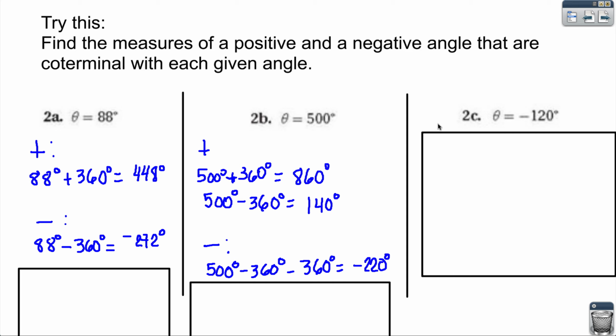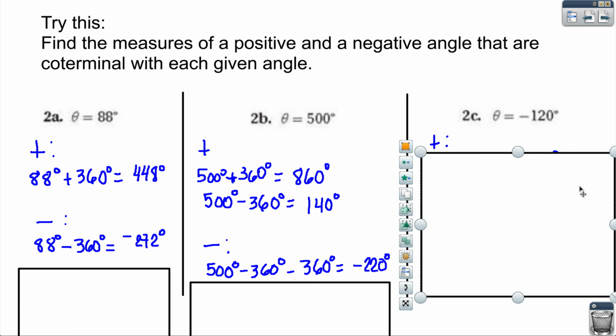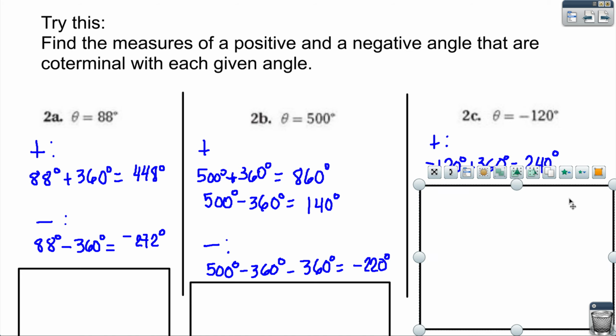In the same manner, if you have a negative measure in the last example, negative 120 degrees, what you can do to find a positive measure is to add 360, like so. And once you do that, you will find a positive measure. Now, some of you will continue to add 360 degrees and get other measures. As long as they're positive, they're correct.